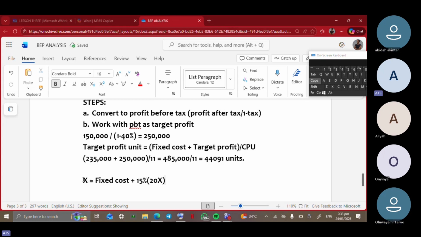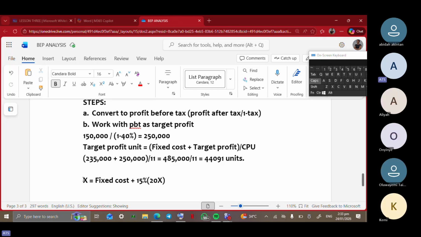Oh, wait. I get where your confusion is coming from now. What we are looking for is the sales value, in naira now, not in units. So the 20 has to be here also. If we are looking for it in units, it will be just X. But since we are looking for it in naira, what we're looking for is the total sales value.